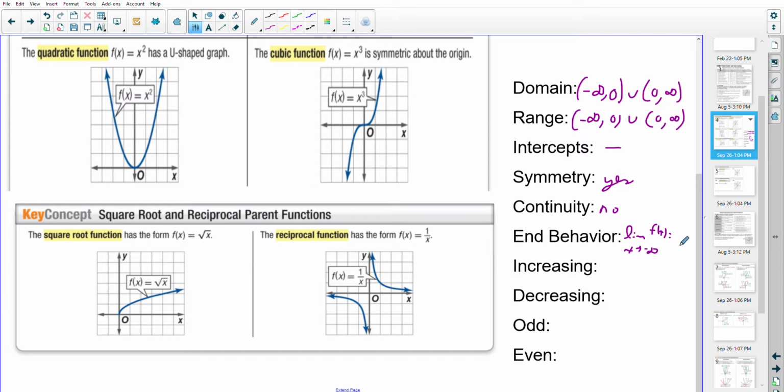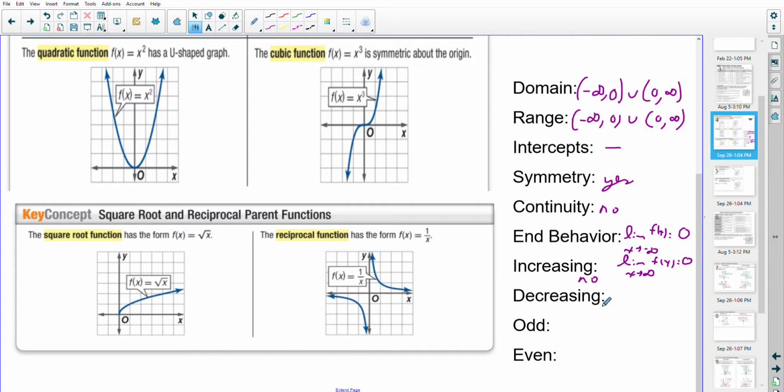End behavior: the limit as x goes to negative infinity of f of x, when I go to the left, where is it approaching? It is approaching y equals 0, or f of x equals 0. And similarly, the limit as x goes to positive infinity of f of x is equal to 0 on the right side. Is it increasing or decreasing? Does it go up to the right? No, there are no increasing points in the graph.